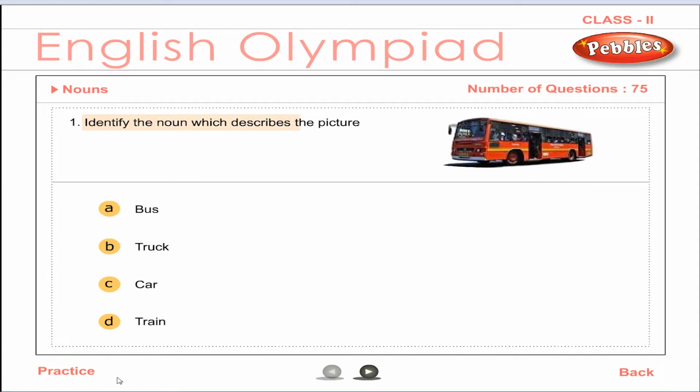Identify the noun which describes the picture. Correct.